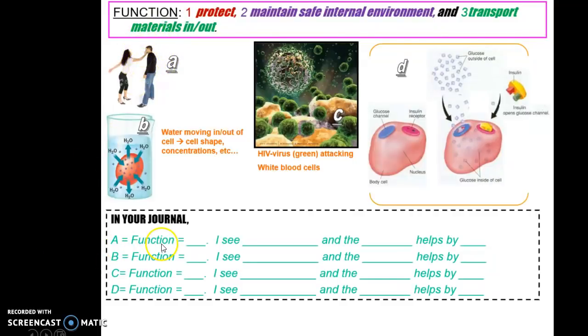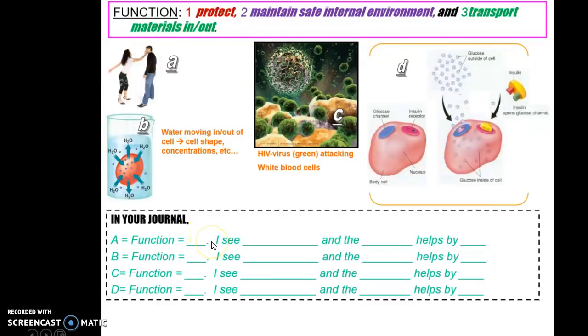So you would write A, function equals, and you would write function 1, 2, or 3. I'll help you with image A. So I'm going to give you the answer to image A, and then you can finish B, C, and D on your own. So it says function equals, I would say number 1. If you get slapped in the face, you want your cell membrane to protect. So I would write function equals number 1, protect.